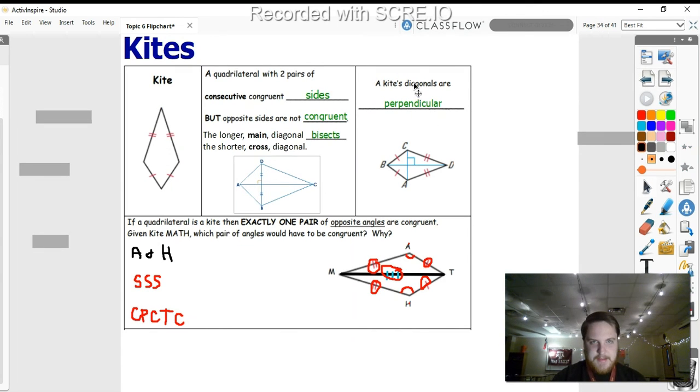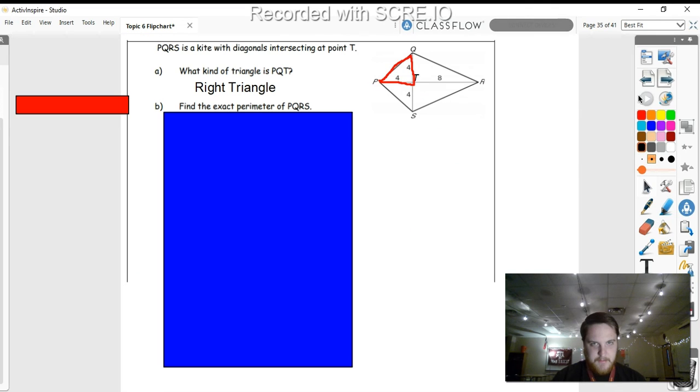Okay, a kite's diagonals are perpendicular. So that means PQT has to be a right triangle. You can draw the little square in that corner right there to make sure you know.